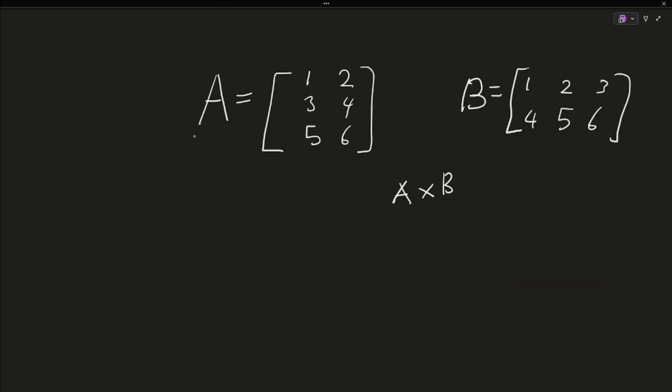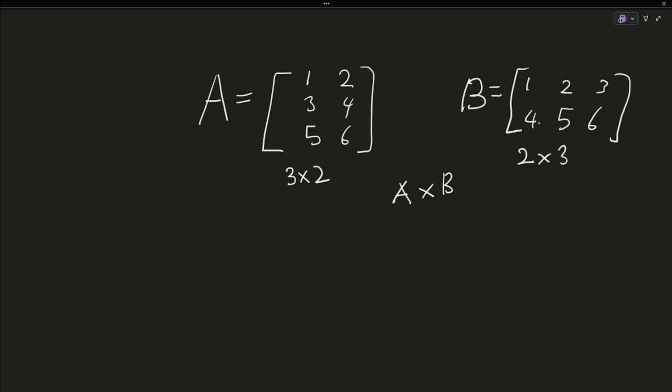Now let's try to multiply these matrices. In order to make a multiplication with matrices, first of all, we need to determine the size of each matrix. So the size of matrix A will be a 3 by 2 matrix. We have 3 rows and 2 columns, therefore our matrix size is 3 by 2. On the matrix B, we will have 2 rows and 3 columns, so this will be a 2 by 3 matrix.